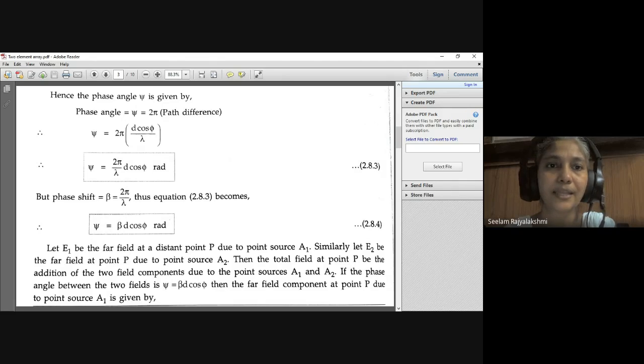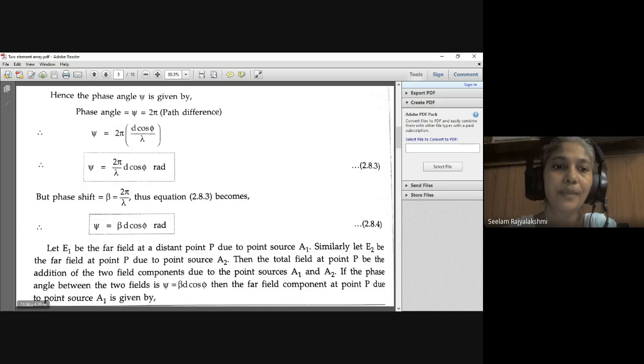Hence the phase angle psi is equal to 2 pi into the path difference. So psi equals 2 pi into d cos phi by lambda, or 2 pi by lambda into d cos phi radians. But the phase constant beta equals 2 pi by lambda. Substituting beta for 2 pi by lambda in equation 3, we obtain psi equals beta d cos phi radians.